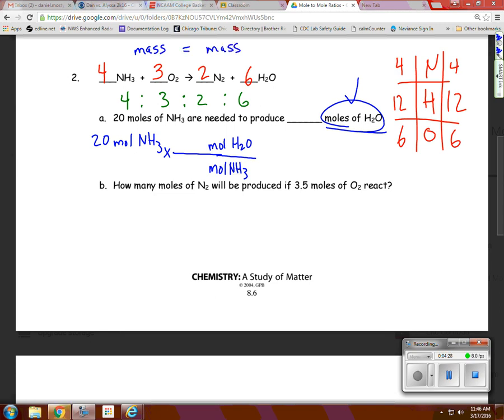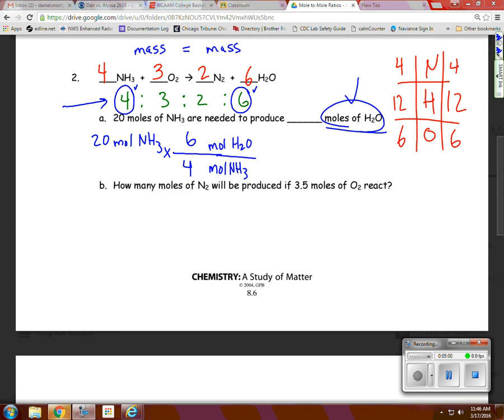So since that's the case, we can use these ratio numbers, these coefficients, in our bridge method, in our unit conversion right here. So we know that for every 4 moles of NH3, we can produce 6 moles of water. It's kind of like when we were saying for every 2 wheels we can make 1 bike. Well, for every 4 moles of NH3, we can produce 6 moles of water.